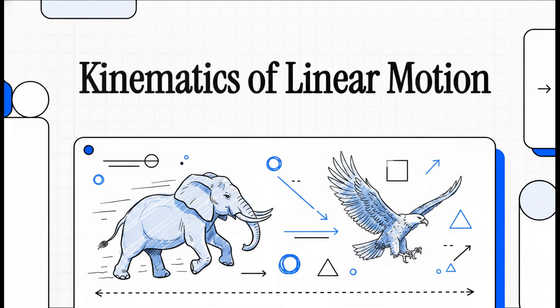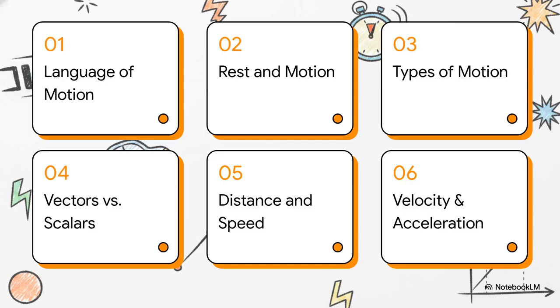But before we can wrap our heads around the complex, invisible forces governing the entire universe, we've got to start with the basic rules. So here's our roadmap for today's explainer. We're going to cover the language of motion, rest, motion, and relativity, the three types of motion, vectors versus scalars, distance, displacement, and speed, and finally we'll wrap up with velocity and acceleration. Let's get right into it.